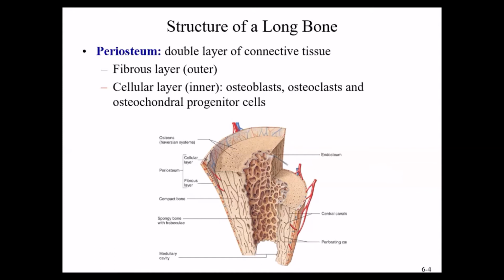It's a very fibrous layer on the outer portion, and then you find a cellular portion on the inner side. In other words, it has individual cells that make up this inner layer of the periosteum on the inside. And so some special cells that we'll talk about: osteoblast, osteoclast, and then something called an osteochondral progenitor cell.